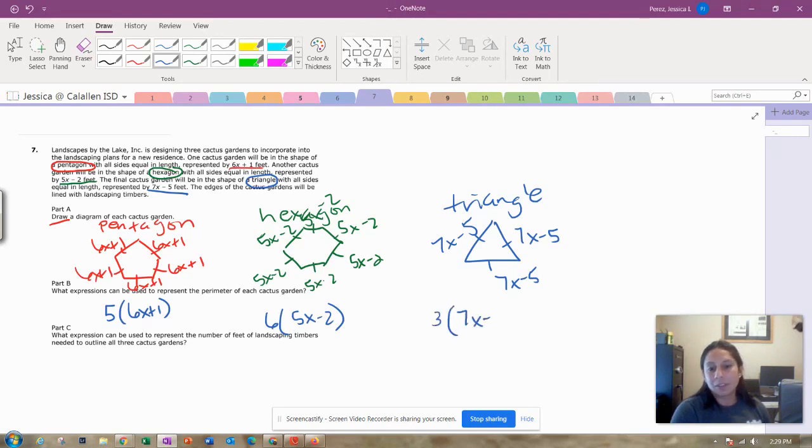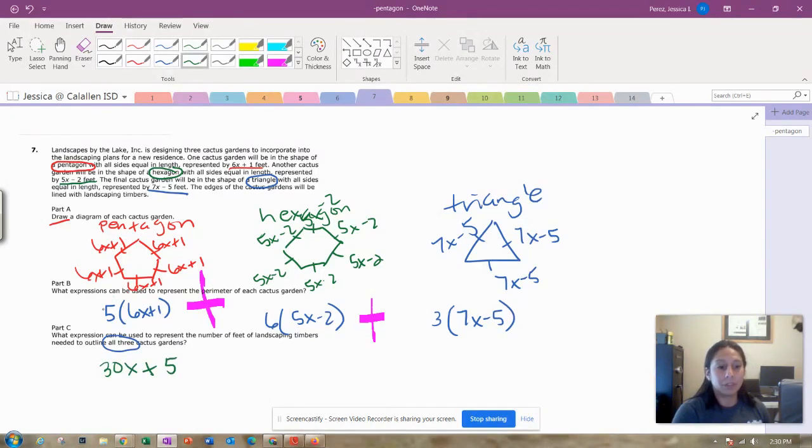For the triangle, I would have to do 3 times 7x minus 5. Okay, those are the expressions that I would have to use for each one of those. Part C says, what expression can be used to represent the number of feet needed to outline all 3? What they're asking you to do here is find the perimeter of all 3 added together. So we have to figure out how much is needed for the pentagon.